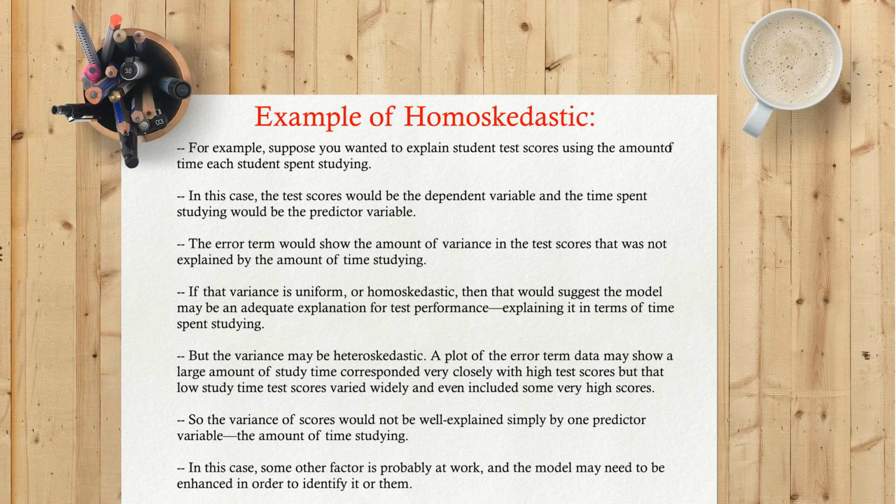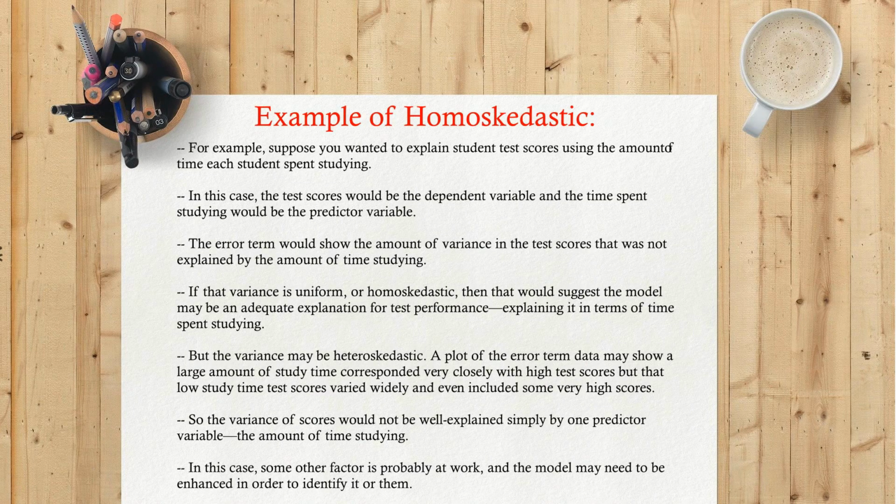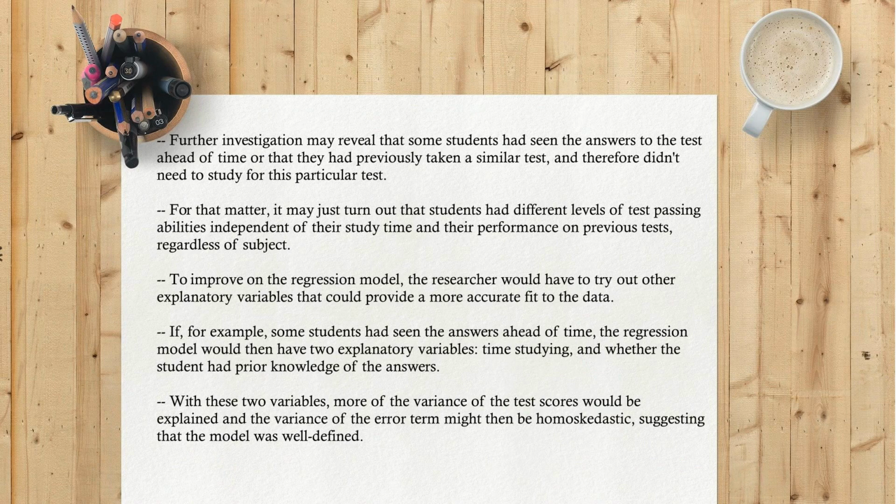Further investigation may reveal that some students had seen the answers to the test ahead of time, or that they had previously taken a similar test, and therefore didn't need to study for this particular test. For that matter, it may just turn out that students had different levels of test passing abilities independent of their study time, and their performance on previous tests, regardless of subject. To improve on the regression model, the researcher would have to try out other explanatory variables that could provide a more accurate fit to the data.